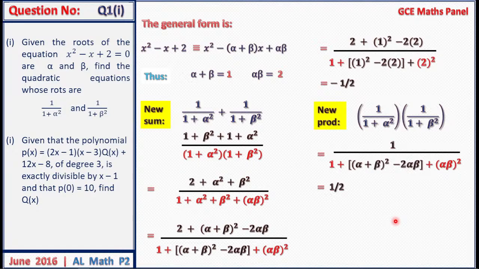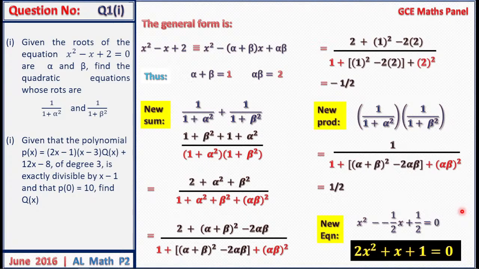So a new equation, which can be written in the form x squared minus sum of roots plus product, now becomes x squared minus, our sum is minus a half and our product is a half, equals 0. But it is not beautiful like that. Let us simplify, that is multiplying all through by 2. We will have 2x squared plus x plus 1 equals 0.